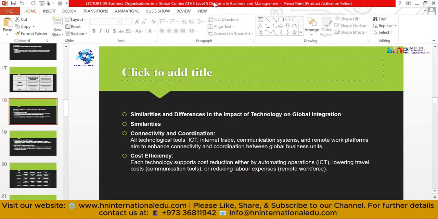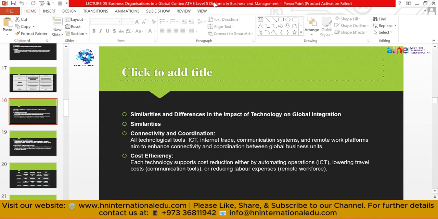We have similarities and differences. Similarities, connectivity and coordination: all technological tools, ICT, international trade, communication systems, and remote work platforms aim to enhance connectivity and coordination between the global business units. First, you need to have the connectivity between the national boundaries, then you can jump to the international one. Even when you're a multinational, if everything is good in your country's organization head office, then you can definitely surpass it further.